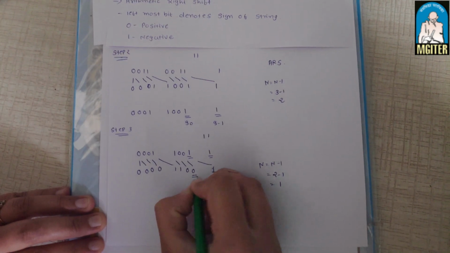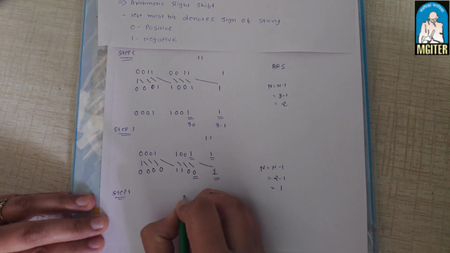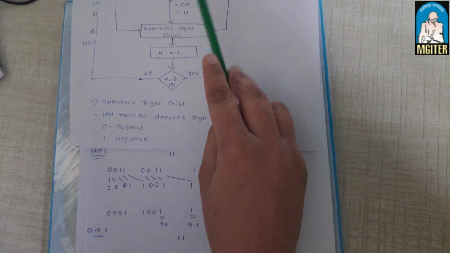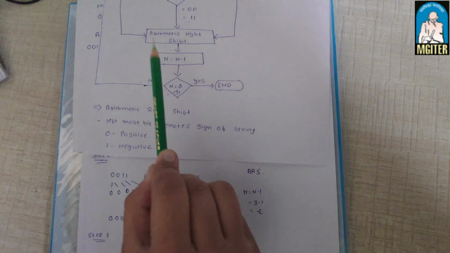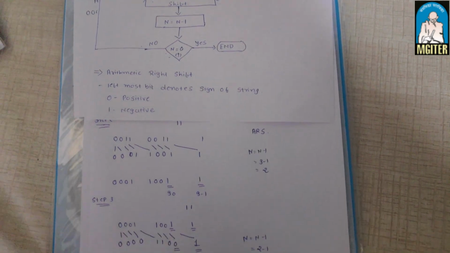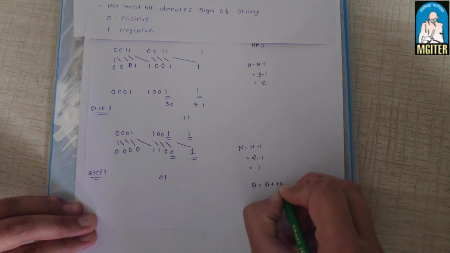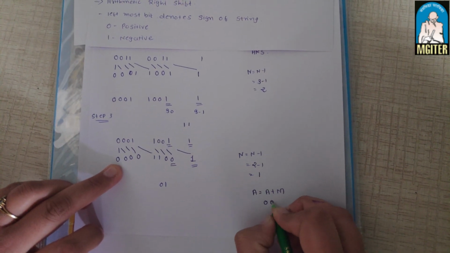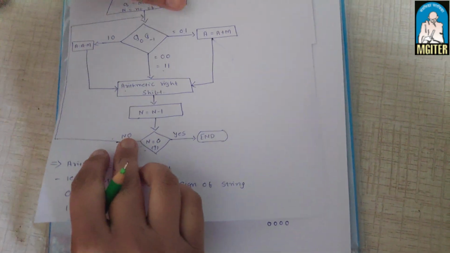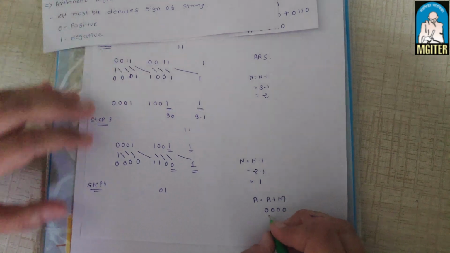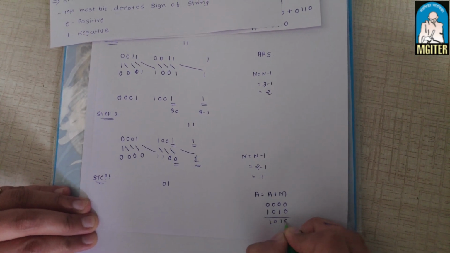Here Q0 and Q minus 1. In step number 4 we have 0, 1. For 0, 1 we have to perform first A is equal to A plus M, after that the arithmetic right shift, and after that N is equal to N minus 1. So in the operation we have to perform A is equal to A plus M. The value of A is 0, 0, 0, 0 and the value of M is 1, 0, 1, 0. So we got 1, 0, 1, 0.